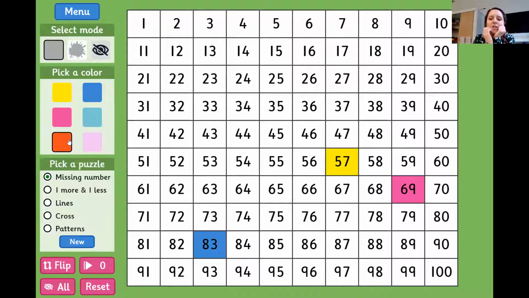This time I want you to find it with your finger. I want you to find me 14. 14. Remember where those teen numbers are? I hope you said right at the top, Miss Brown. 14. 4 ones.